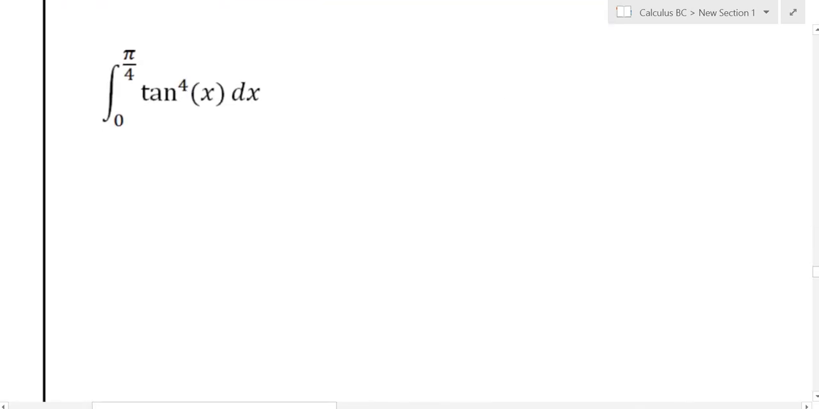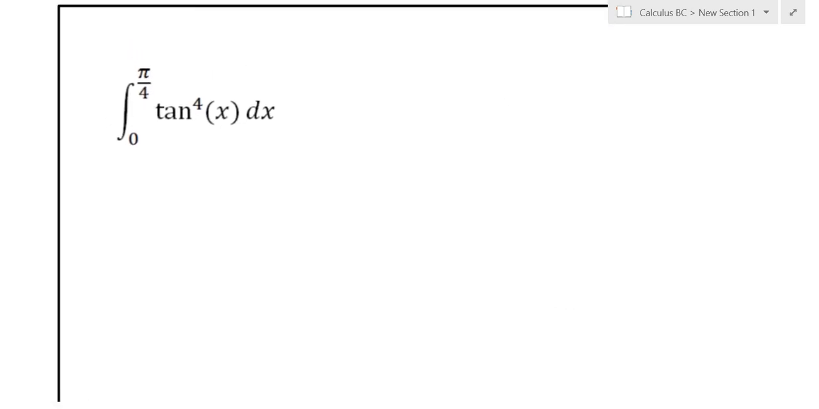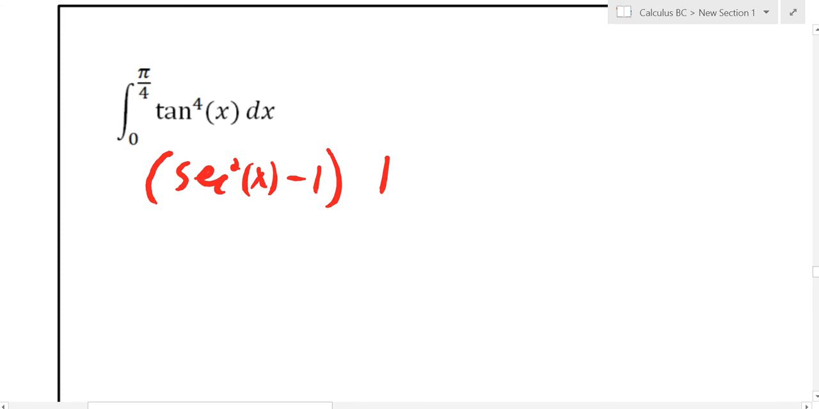Okay. Oh no, tangent to the 4th. What are we going to do? Is there already those? We actually already did this exact integral. Did we? Yes. Really? Lies. It's right here. Like 10 minutes ago. But let's just go over it again. You switch over 2 tangents at a time.